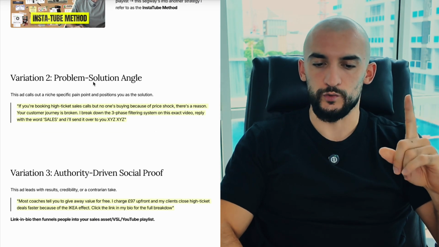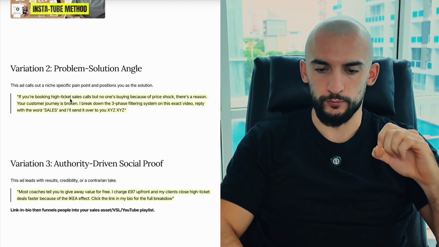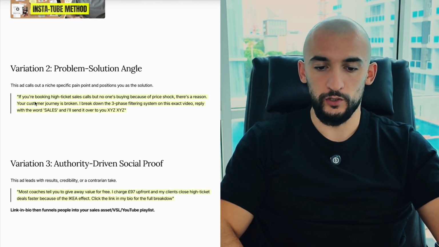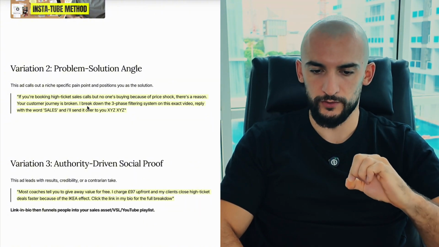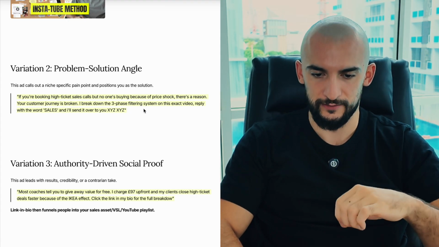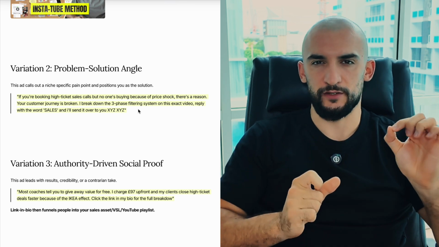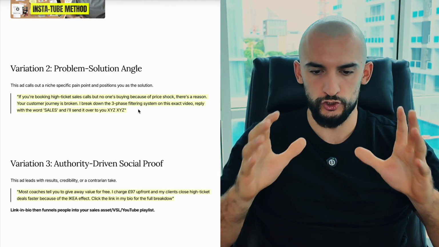Now, variation 2 is the problem solution angle. This ad calls out niche specific pain points and positions you as the solution. So I could say something like, if you're booking high ticket sales calls, but no one's buying because of price shock, there's a reason. Your customer journey is broken. I broke down the 3-phase filtering system on this exact video, reply with the word sales, and I'll send it over to you, XYZ. So I'm talking about niche specific pain points that only a certain demographic or a certain type of person would struggle with, right?